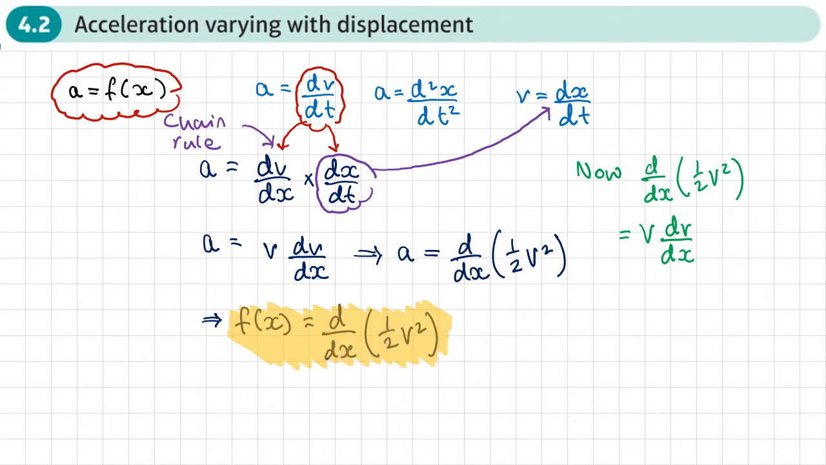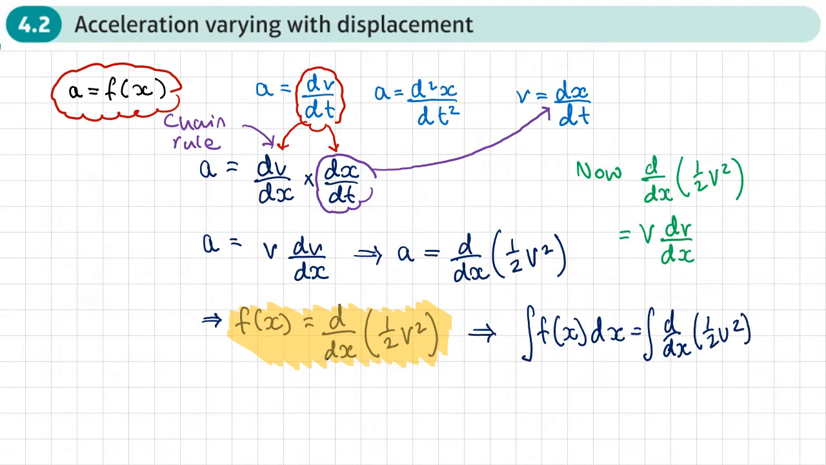So now we can take our function of x and set it equal to d dx of half v squared. The next part of our working would be to integrate both sides with respect to x. So you'll have the integral of f of x dx equals the integral of d dx of half v squared with respect to x. Because we're integrating and differentiating, they're going to cancel out. You can sort of see it, that the dx's will cancel out and the d will cancel out with the integral, leaving us with this statement.